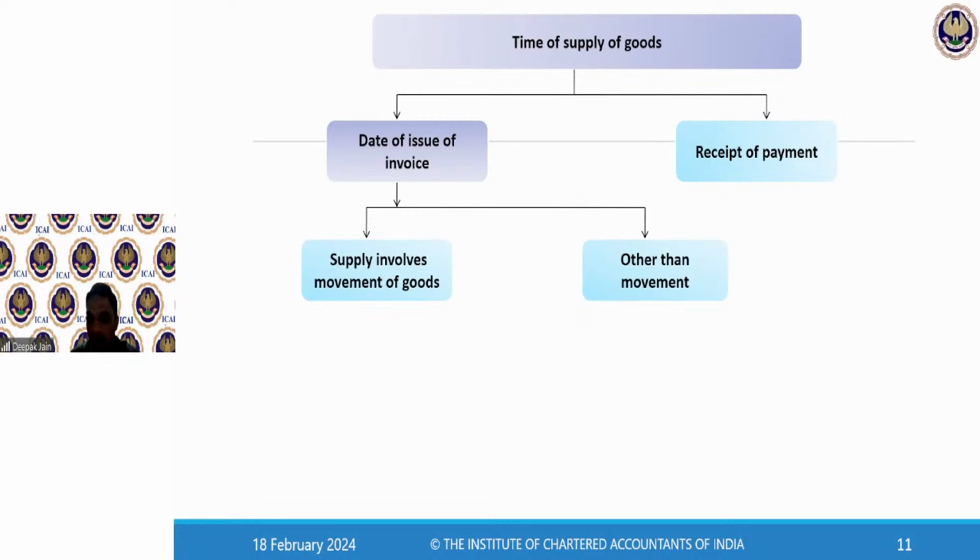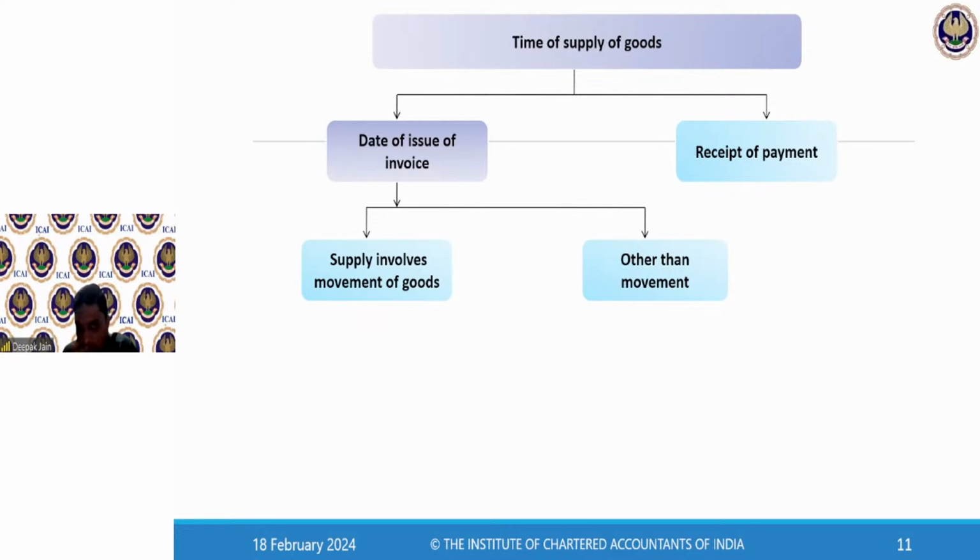So section 12 has a close coincidence with section 31, because time of supply is when you have to raise an invoice or when you have actually raised the invoice. Now, when should you raise the invoice is coming from section 31. 31 says where the supply involves movement of goods.